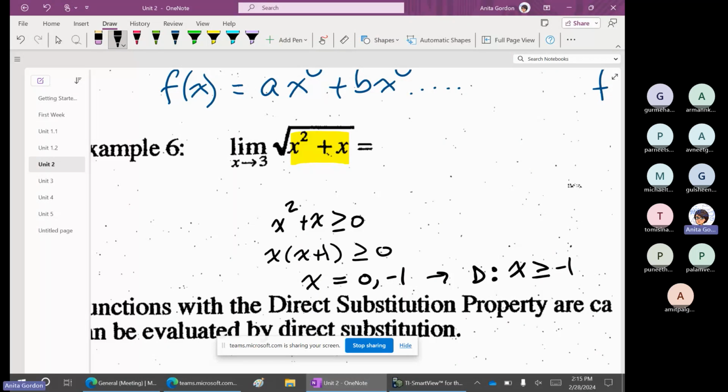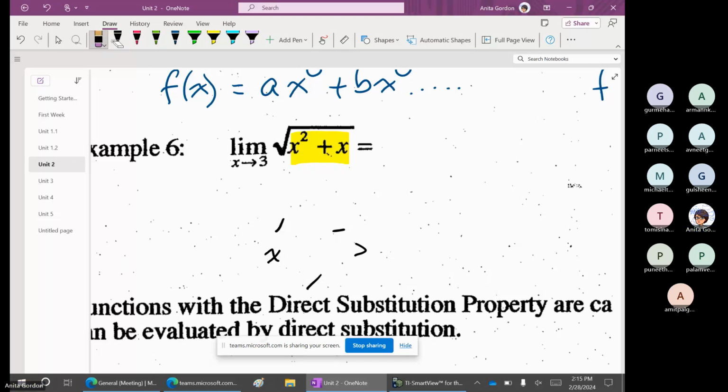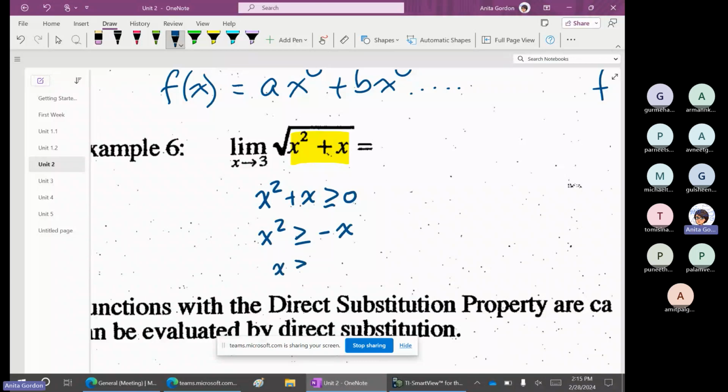Does that make sense? Okay, so did I say something wrong? Hold on. Anything works. Okay, let's do it the proper way. Ms. Gordon's going to stop factoring for no reason. This must be greater than or equal to 0. So x squared must be greater than or equal to -x, which means x has to be greater than or equal to -1.